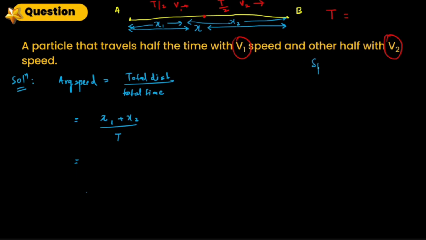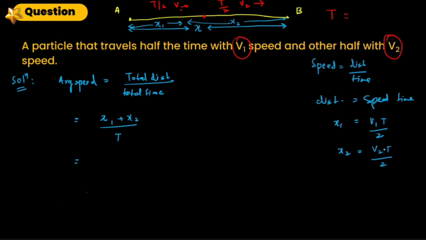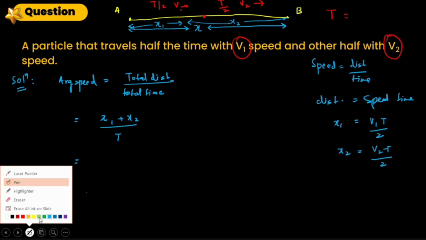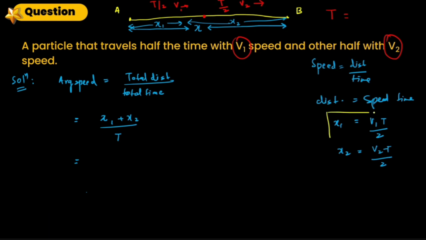So again, same process. Speed is nothing but distance upon time, so distance is going to be speed into time. In the first case, the distance x1 is going to be speed v1 into t by 2. Similarly, for the second case, x2 is going to be v2 into t by 2. I hope it makes sense. Because speed is v1 in the first case and time is t by 2. So v1 t by 2.